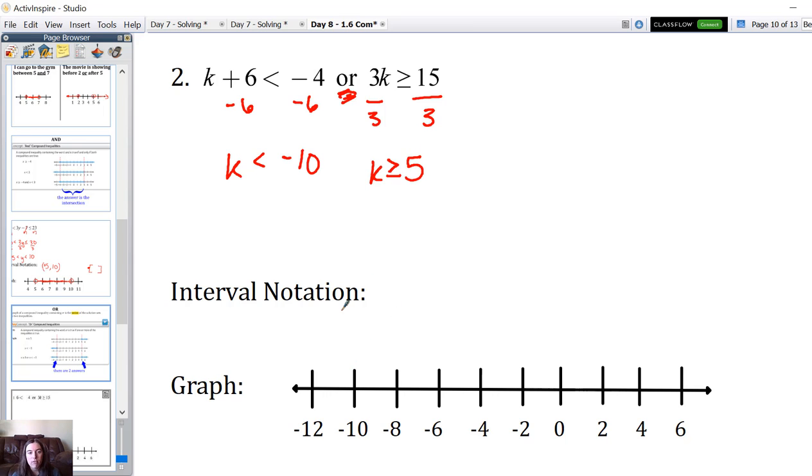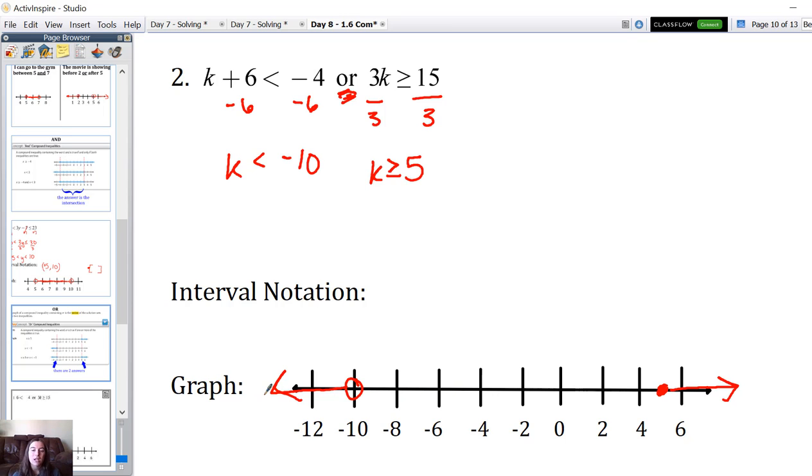So again, I'm going to graph it first. So at negative 10, I have an open circle because it's strictly less than. And k is smaller than this negative 10, so we are decreasing. So we're going to the left. Then we have k greater than or equal to 5. The tick marks aren't exactly at 5, so I'm going to put it somewhere in between 4 and 6. It was greater than or equal to, so we have that filled in circle, and k is bigger than that number or equal to it, so we're going to increase, we're going to go to the right.